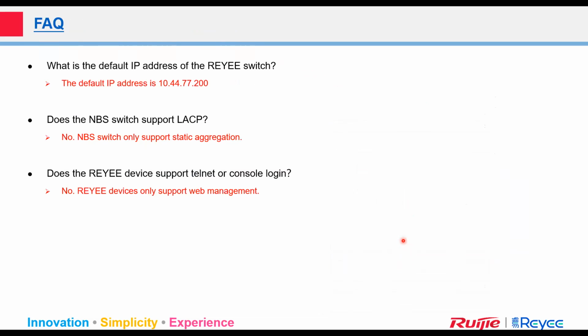So lastly, these are the most frequently asked questions. Number 1, what is the default IP of the Reyee switch? The default IP of the Reyee switch is 10.44.77.200.